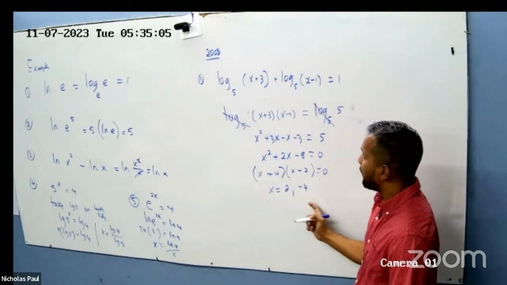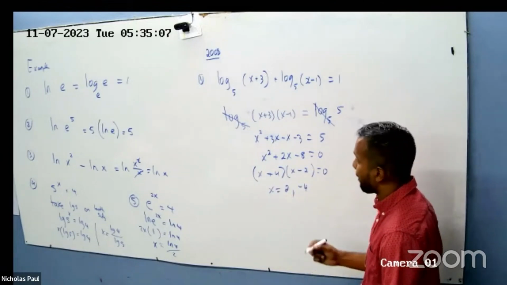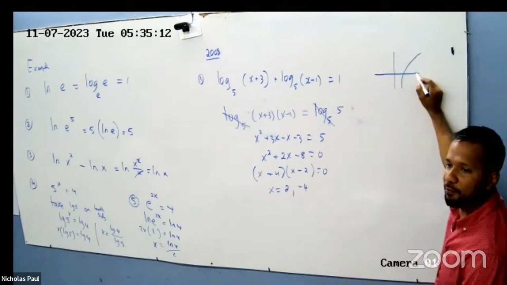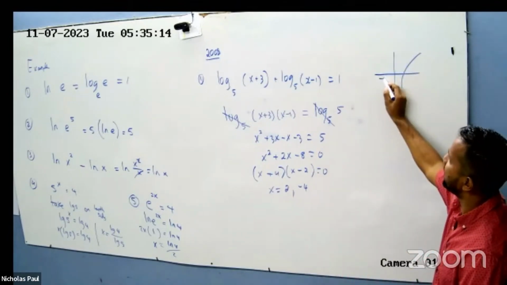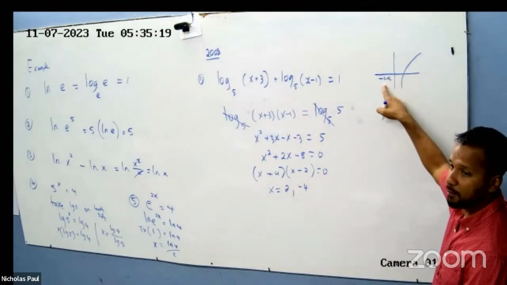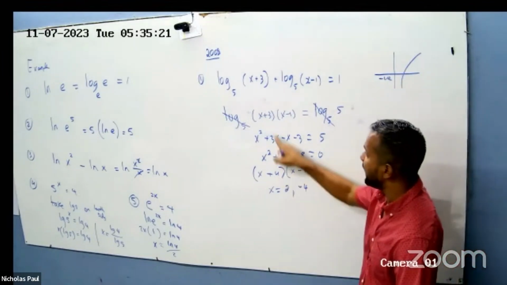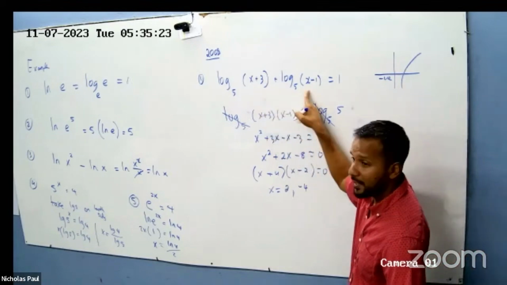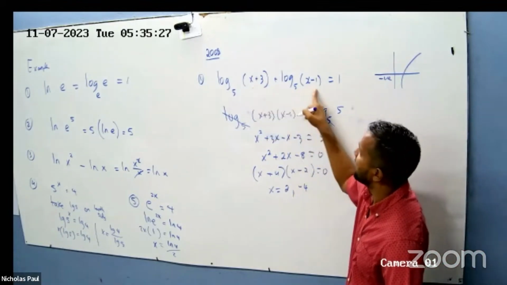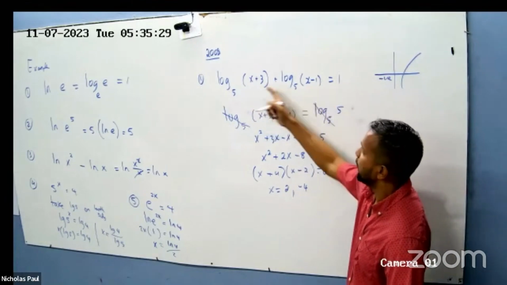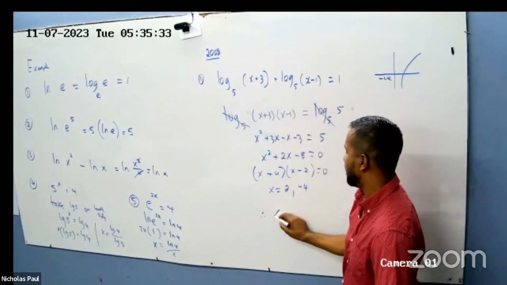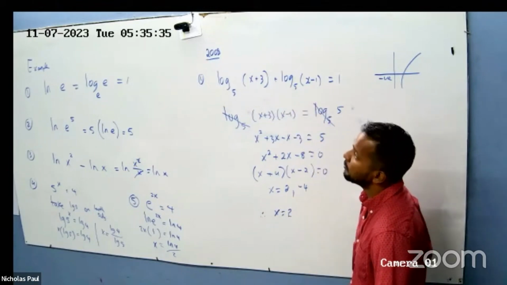What's the slight problem with the two answers? All right. If you remember the log graph, the log graph doesn't exist on the negative side. So you can't find log of a negative number. So if you put 2 in here, it works out nicely, right? But if you put minus 4 in here, you're getting negative values. So it will not work here. So therefore, the only solution is x is 2.